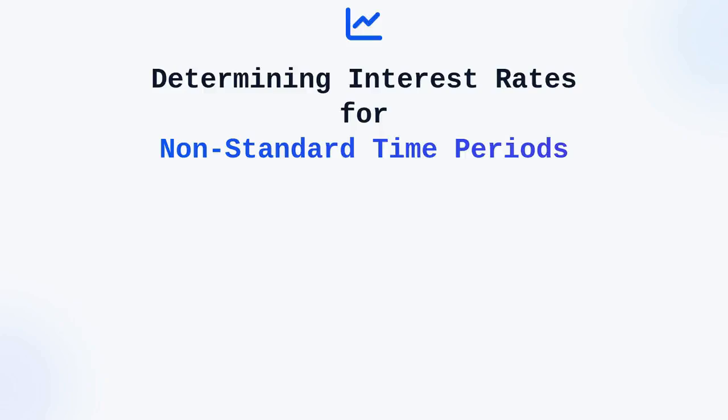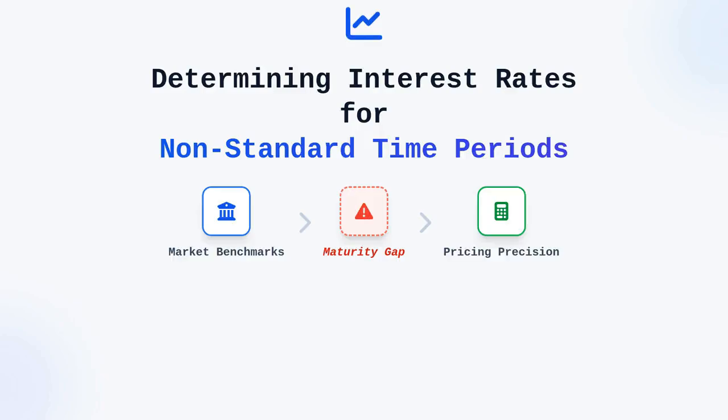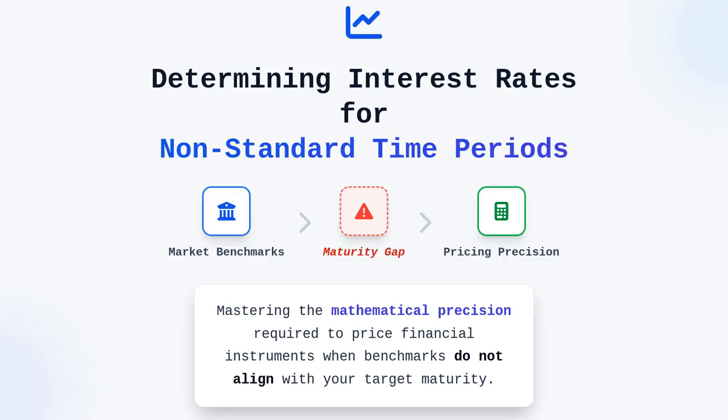Welcome to our discussion on determining interest rates for non-standard time periods. This chapter focuses on the mathematical precision required to price financial instruments when market benchmarks do not perfectly align with your target maturity.